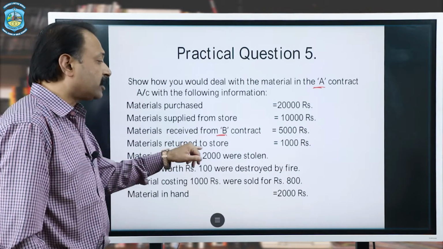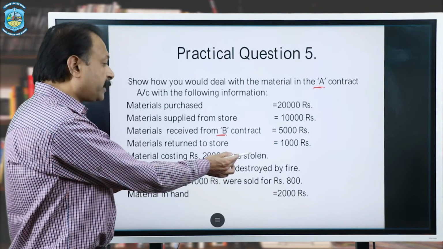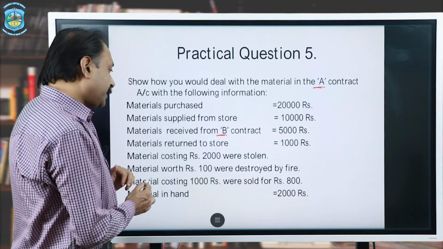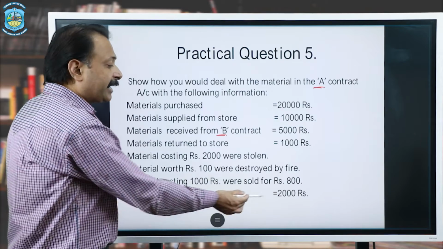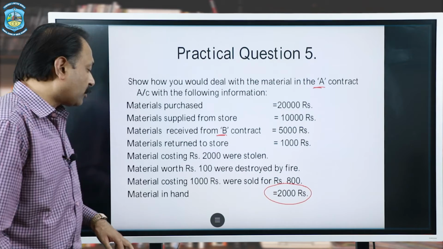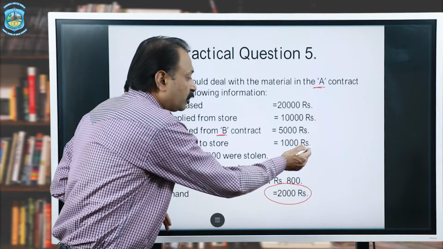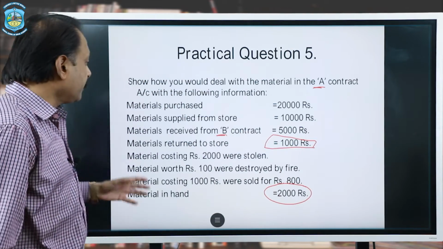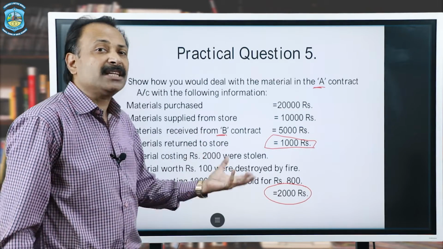So in this question, material returned to store is 1,000, material costing rupees 2,000 was stolen. Then material worth rupees 100 was destroyed by fire. Then material costing 1,000 was sold for rupees 800, and material in hand is 2,000 rupees. This is the closing value of material. The closing value of material is 2,000, and other information is given in the question. Material returned to store is 1,000 rupees. That is our material which we have sent back to our store, right? So all this information is given in the question. Now we have to solve the question on the basis of this information.